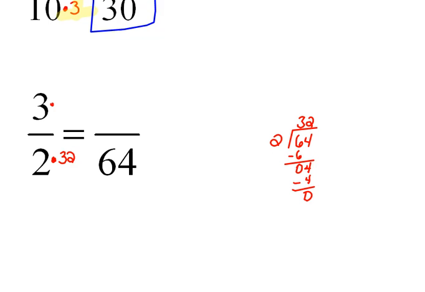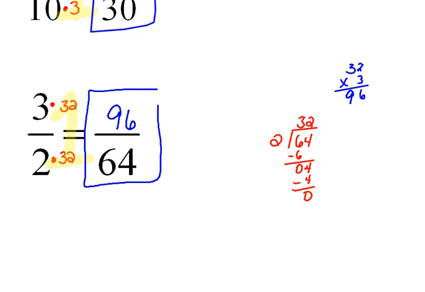As long as we do the exact same thing to the top, then we're just multiplying by 1. So we're not changing it, we're just dressing it up differently. Now 3 times 32, if I were to have to multiply that out, 3 times 2 would be 6, 3 times 3 would be 9, so that would be 96 over 64. Now we have created an equivalent fraction that has the exact same meaning as 3 halves.